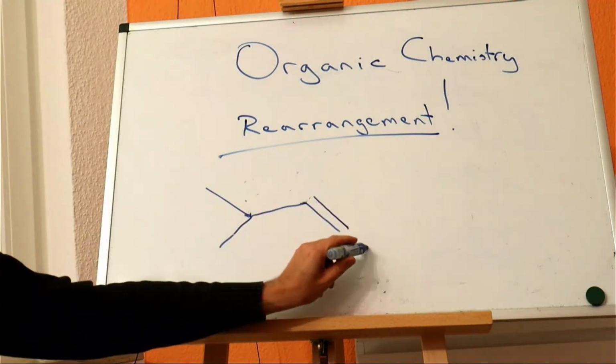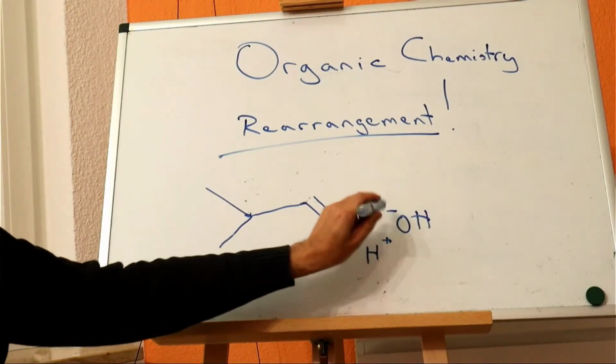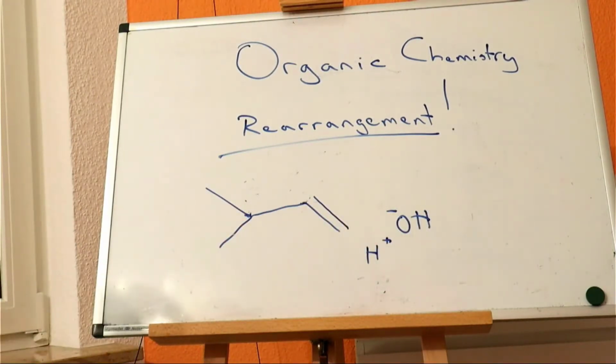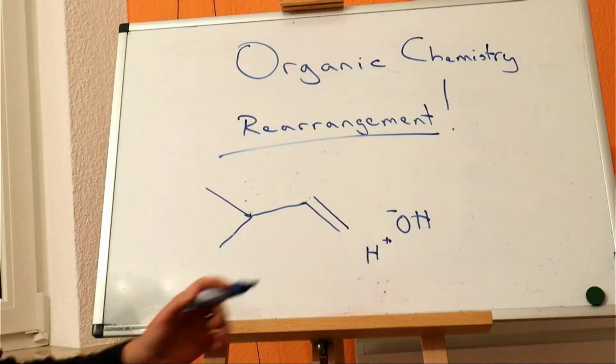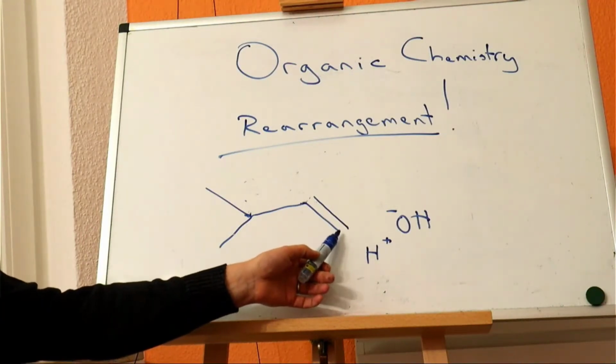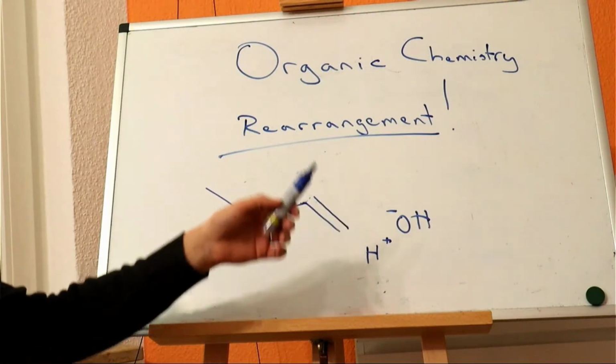So we're going to add H plus and OH minus, because very often these reactions take place in 2 steps. They don't always, but then they're usually more than 2 steps. So what we want to do is add the OH to one end of the double bond and the H to the other end.